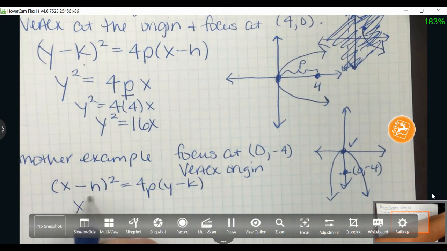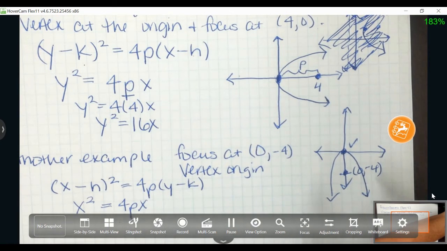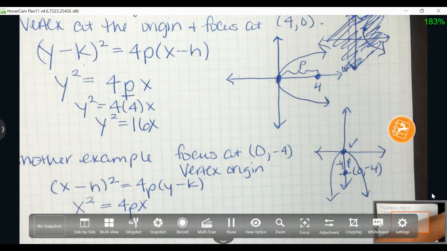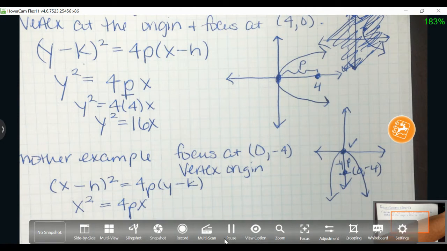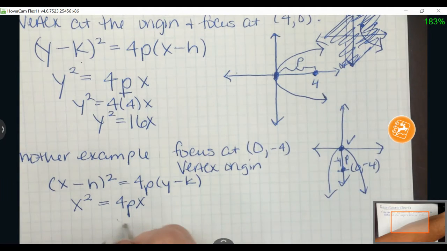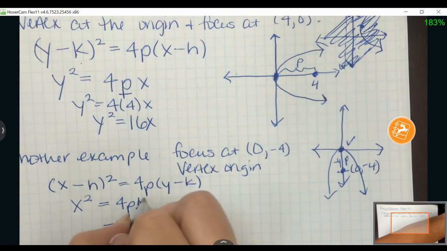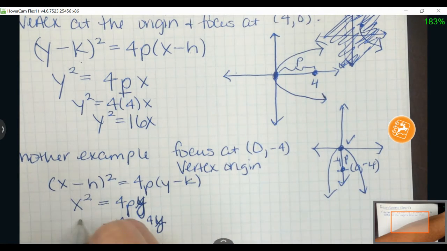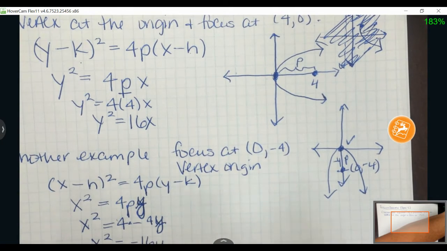I still have 0, 0 for the h and the k. This time, my p is negative 4 because I'm going down. Down and to the left are both negatives. Up and to the right are both positives. So then 4 times negative 4y, excuse me, I just wrote the wrong thing. And then we have x² = −16y.